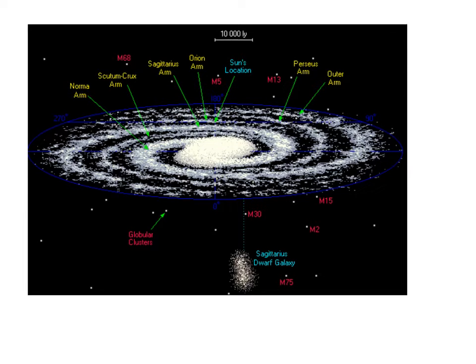Okay, so here we see an artistic interpretation of what the Milky Way galaxy could look like. It is a spiral galaxy, so you notice we have the center of the galaxy here, and then these arms are kind of spiraling out from that. We'll see that the sun is here, and it's located on the Orion arm of the Milky Way galaxy.